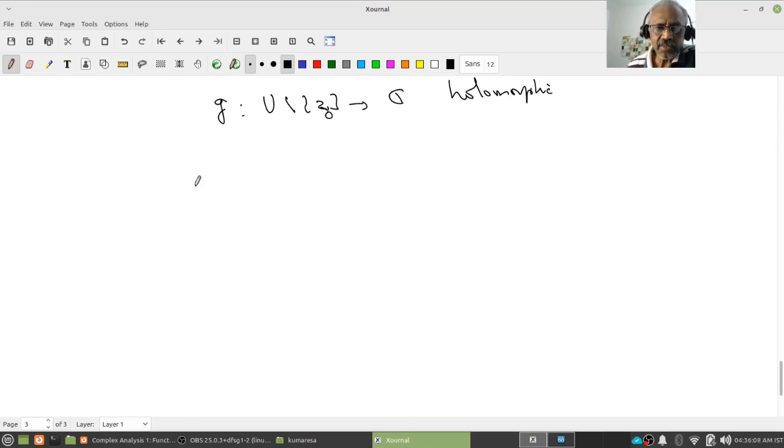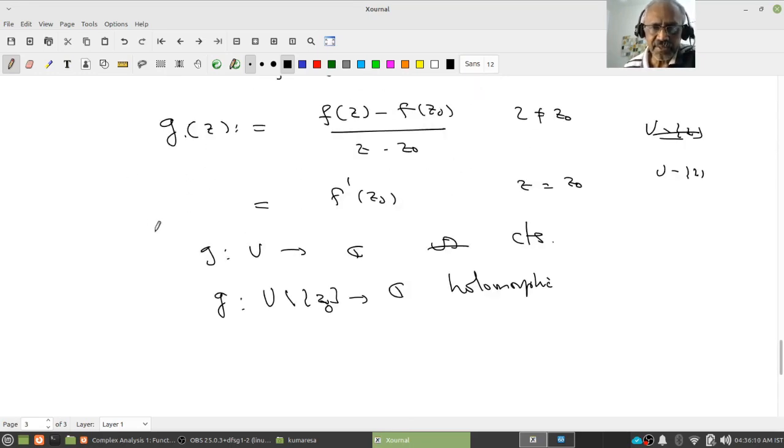So what do you think I can do? So I found a function g which is continuous on U and holomorphic on U minus a single point z naught. So what do you think I will do? Okay. So naturally there is a temptation for me. What is the temptation? It's a kind of itching, right? Then you want to do something. Like as a kid, if you have a new toy, you want to play with it. So I want to play with it. What do you think I will play?